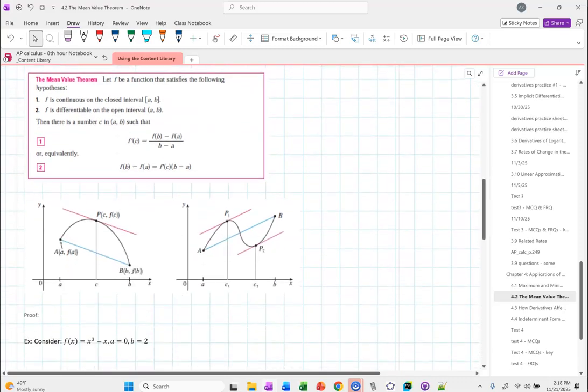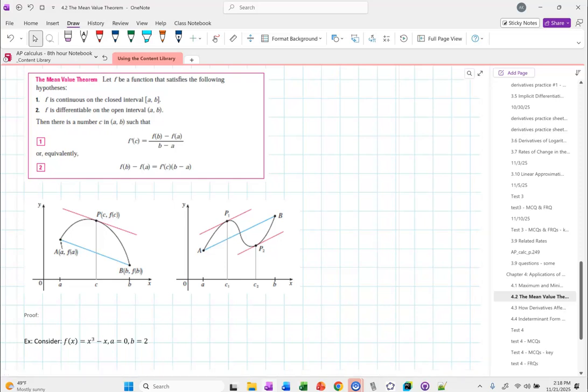Mean value theorem. This guy is another one that you'll have to memorize. You'll be expected to be able to quote it by name on the AP exam. You'll be able to list the conditions and the conclusion of the statement. So the mean value theorem states that let f be a function that satisfies the following hypotheses. Continuous on the closed interval. Differentiable on the open interval. If you have those two conditions, then you're guaranteed some value c such that the derivative of f at c is equal to the mean value for the function, i.e. the slope from the start to the end.